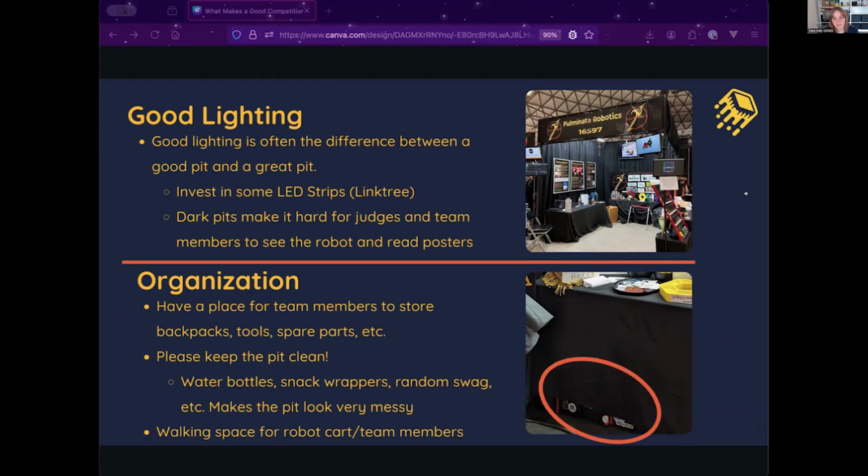Also keep your pit clean. I've noticed a lot of team members have water bottles, snack wrappers, random swag from other teams.